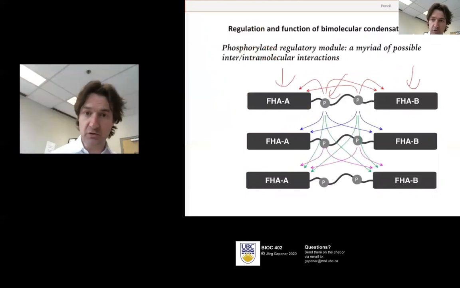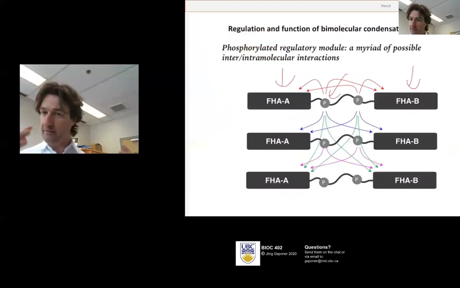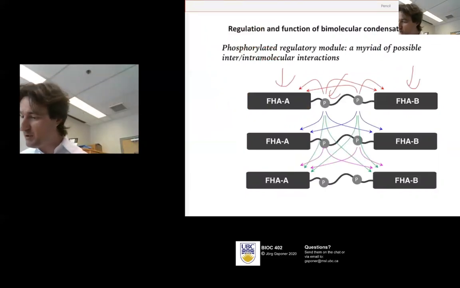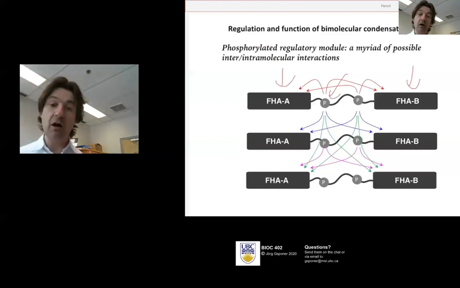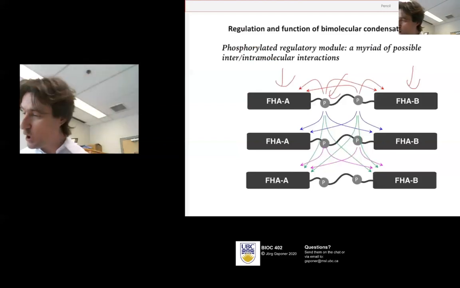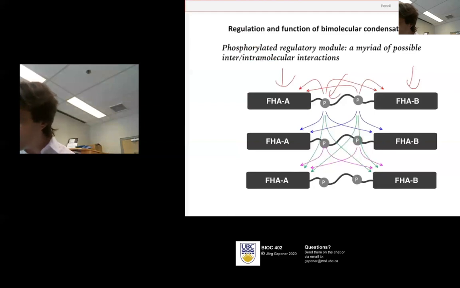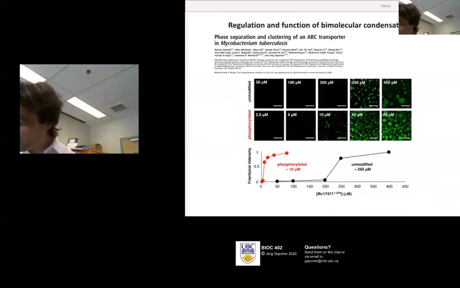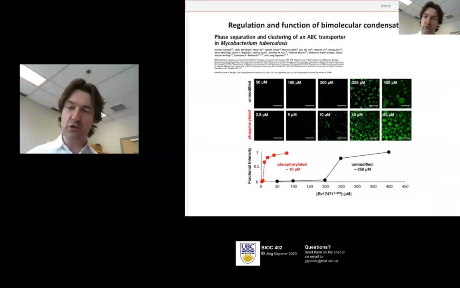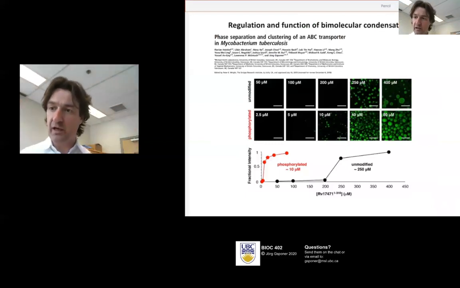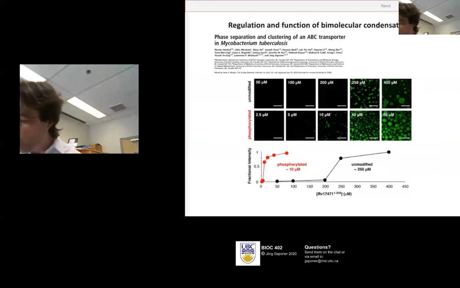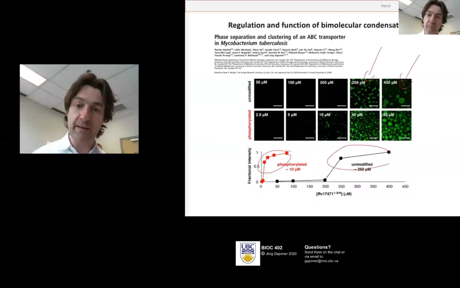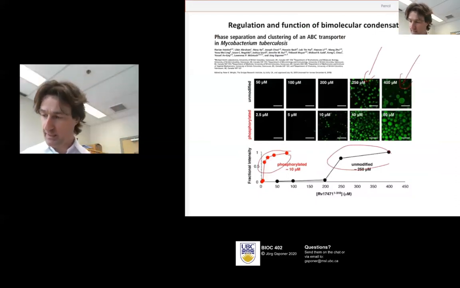And to cut the long story short, we found that there is a very complex network of intra- and intermolecular interactions. Most excitingly, what we found is that when one goes to very high concentration, so increases the concentration of this construct that contains both FHA domains and the linker, or when one phosphorylates it, in both cases, these systems start forming droplets, condensates.